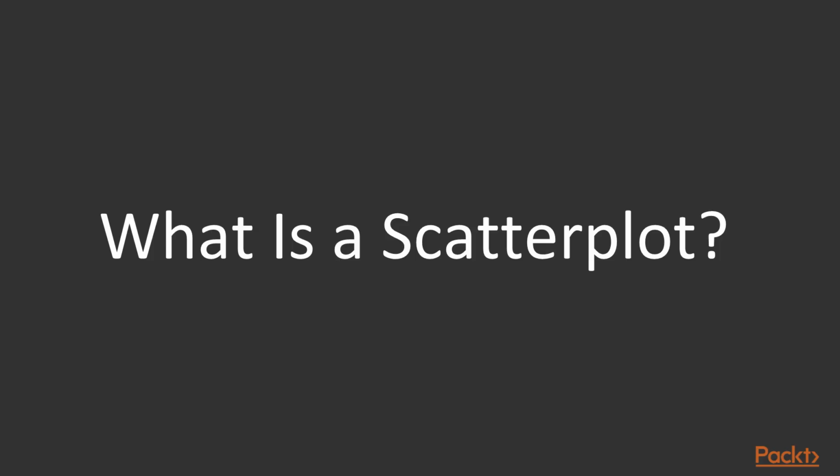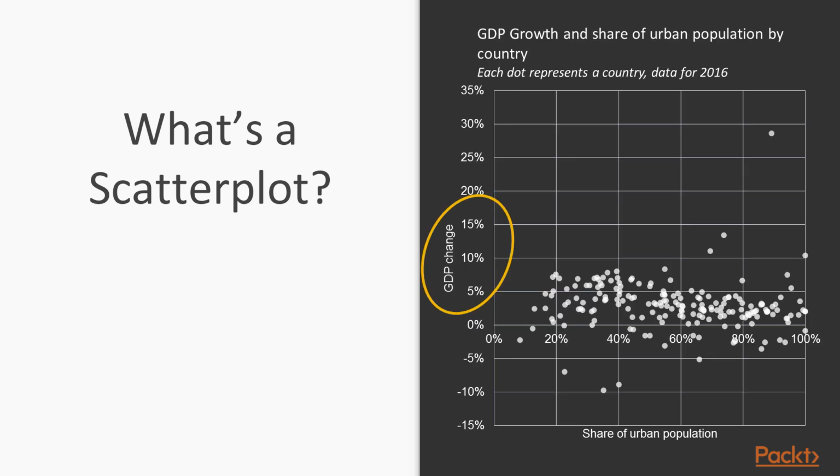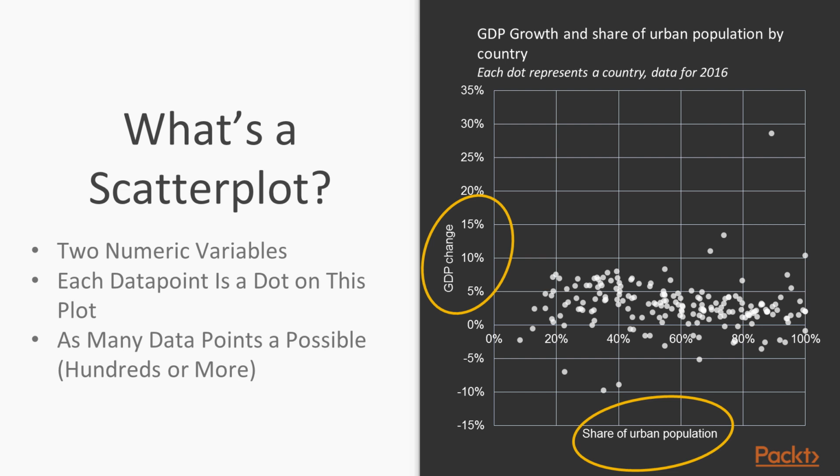So first, let's see what a scatterplot looks like. Here I took a dataset of countries and added growth of GDP and share of urban population. Then GDP change is on the vertical axis and share of urban population is on the horizontal axis. So we have two numerical variables on a plot, and each point of this plot is a country.